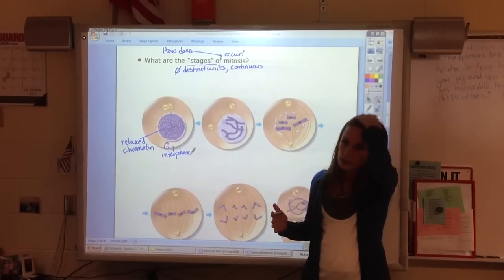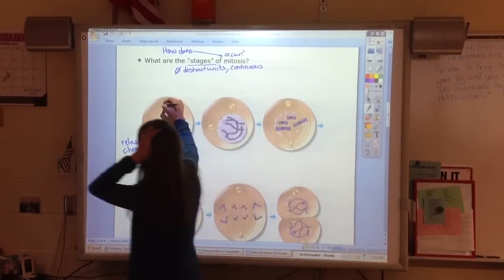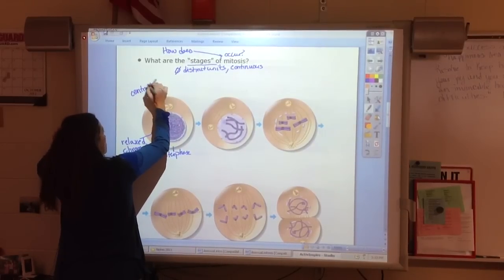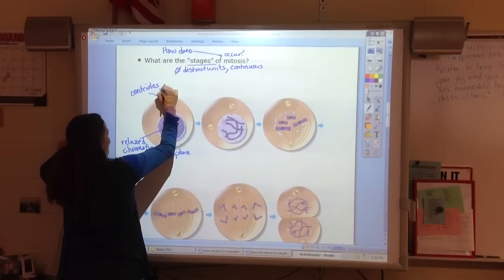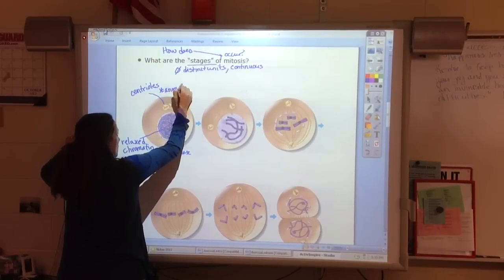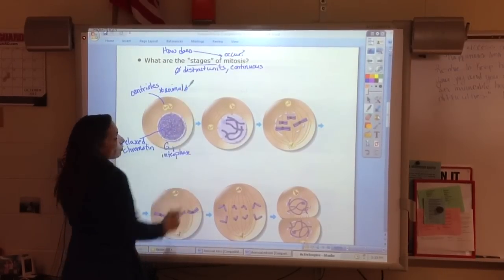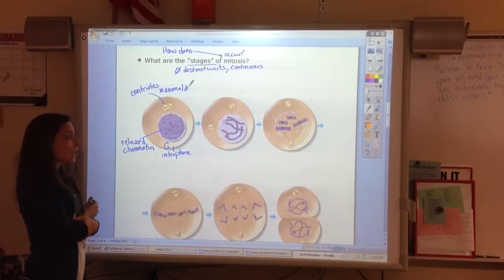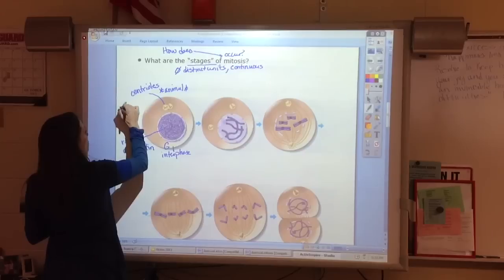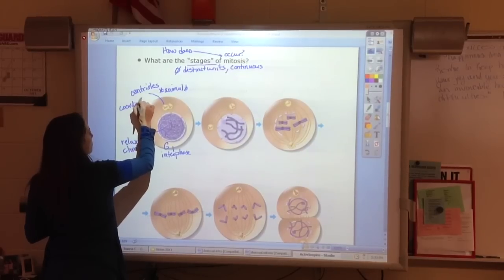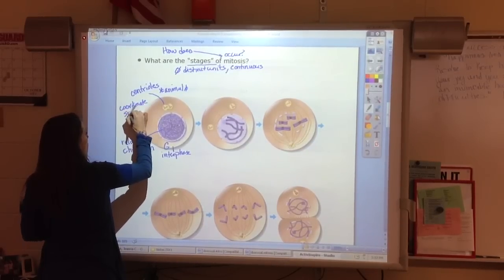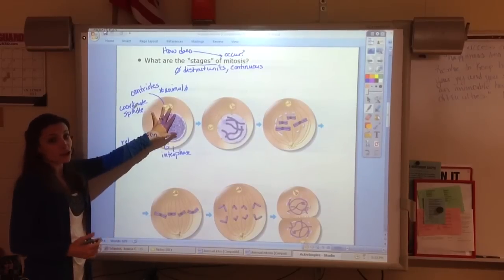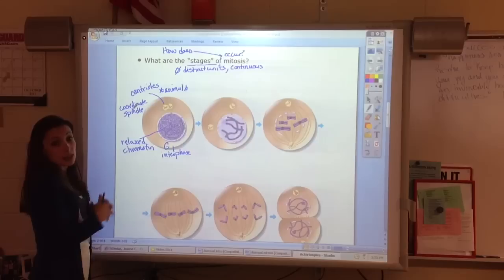Another feature that needs to stand out to us are these centrioles. And centrioles are, we're going to put a star by it, found only in animal cells, even though more recent research has shown they are in other cells other than just animals, but primarily in animal cells. And they're going to help coordinate the spindle. So, if I see centriole, I can assume that this is an animal cell.